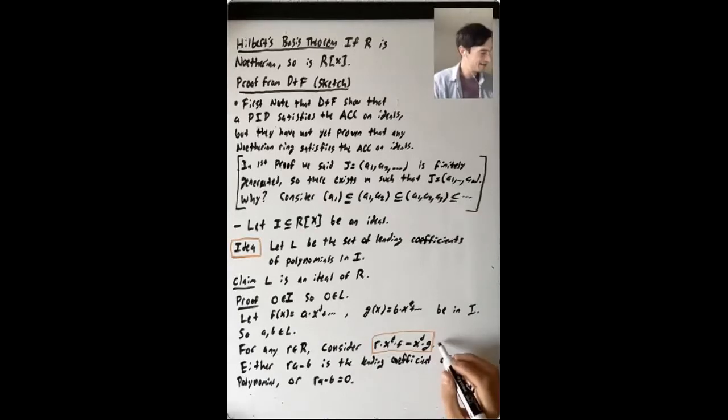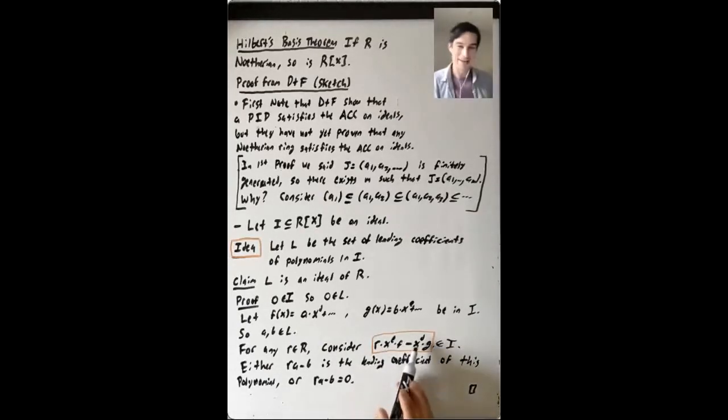OK, that's important enough that I'm going to write that. This is clearly an I. So either r times a minus b is a leading coefficient, and this is also in L, or maybe this isn't the leading coefficient. Why not? Because maybe it's 0, and the degree of this thing is not actually x to the d plus e, but it's smaller. Either way, what have we seen?